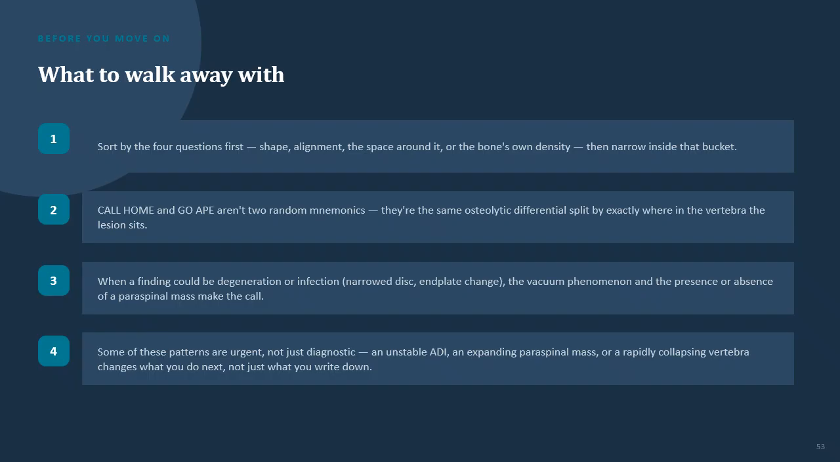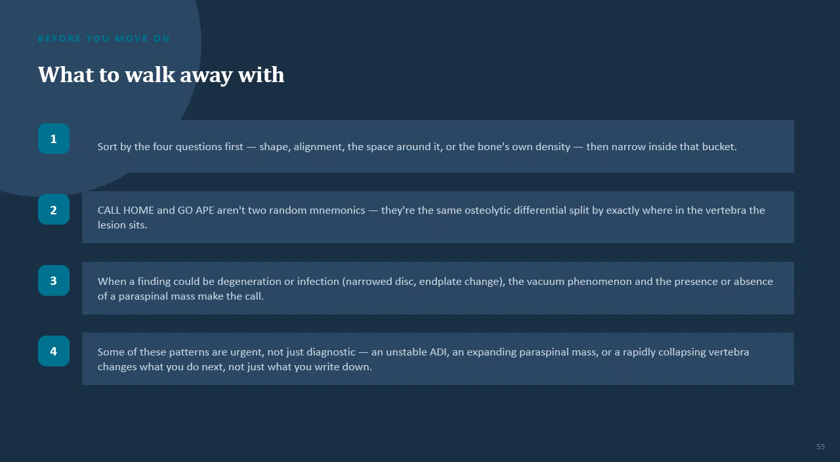If that abnormality is mainly in the vertebral body, or is it involving the pedicles or some of the posterior elements of the vertebrae, that will help narrow down some of the conditions as well. Another thing to remember when we're talking about degeneration and infection is, is there gas in the disc, or that vacuum phenomenon? That's what we're talking about, gas in the disc.